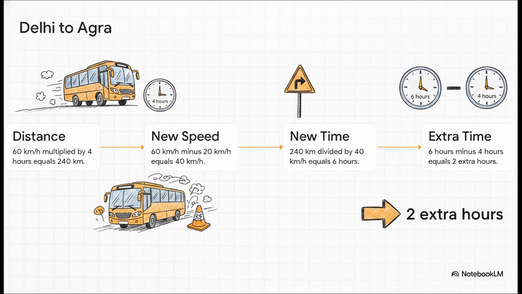But wait, what if the bus hits bad traffic and its speed drops by 20 kilometers per hour? Now we're only doing 40. To find our new time, we divide that 240-kilometer distance by our new 40 per hour speed, giving us 6 hours. So a trip that was supposed to be 4 hours is now 6. You just figured out that traffic jam cost you exactly 2 extra hours of your life.